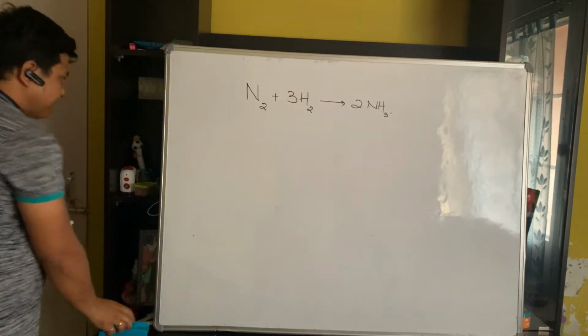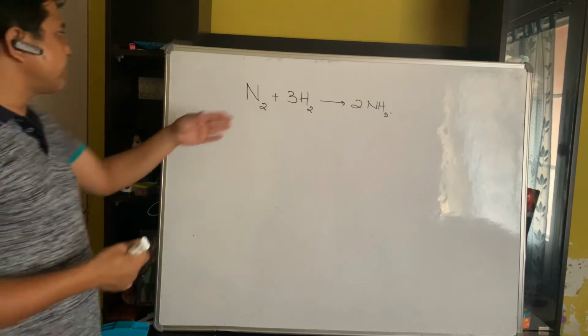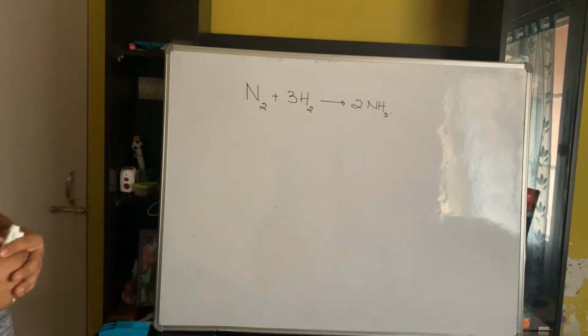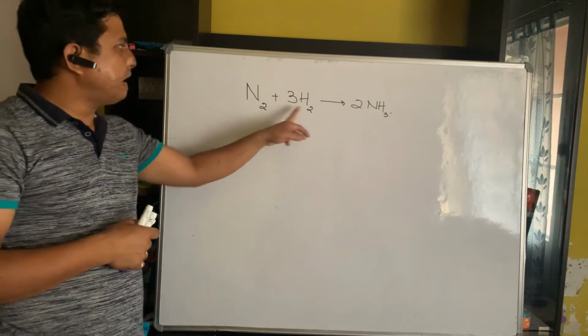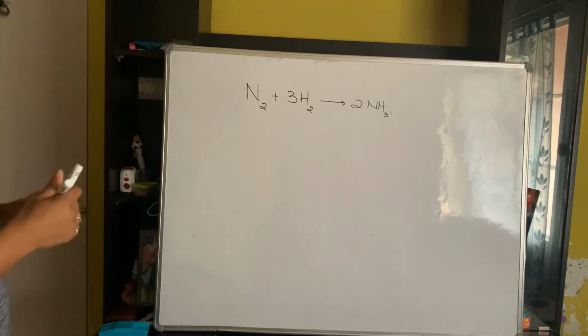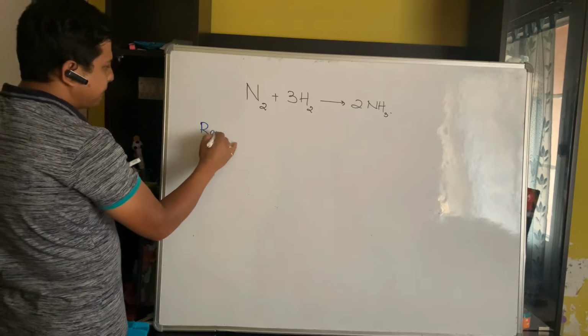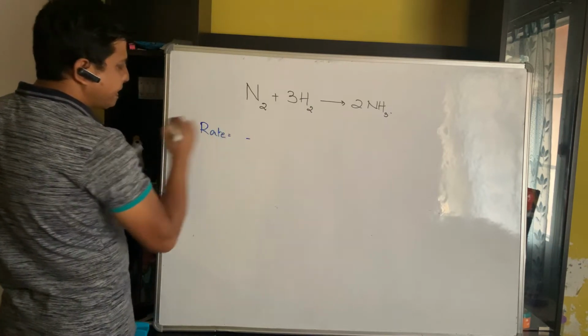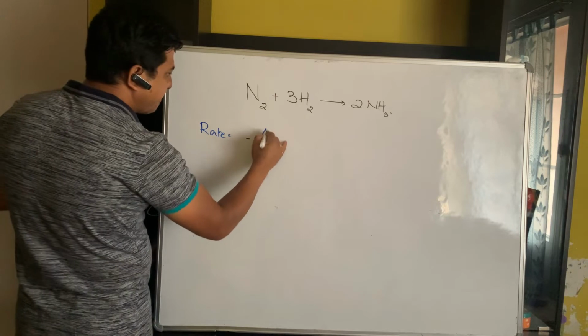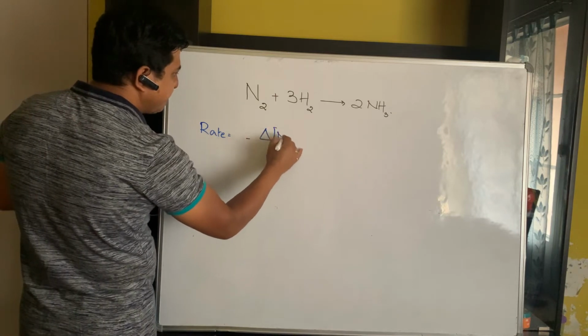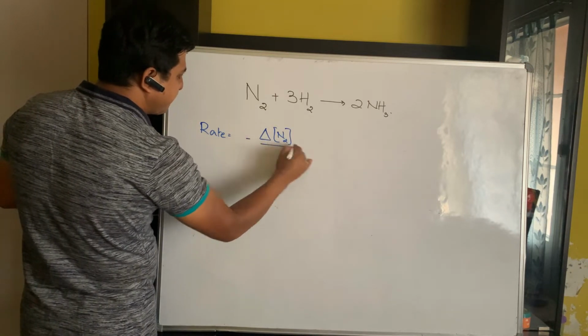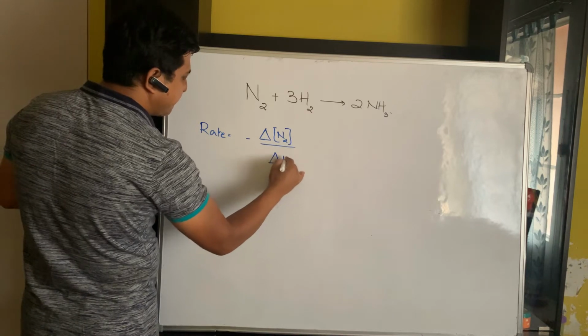So first of all, you have to look at the stoichiometric coefficients. What are the stoichiometric coefficients? 1, 3 and 2. So this equation is balanced. So what will be the rate of a reaction in terms of nitrogen? Nitrogen is the reactant, so we need to place a negative sign. So it will be minus delta concentration of nitrogen divided by delta T.